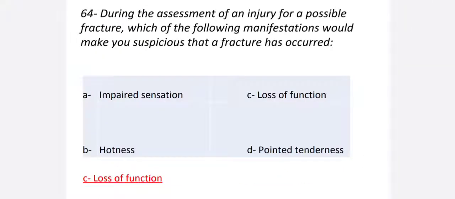Question number 4. During the assessment of an injury for a possible fracture, which of the following manifestations would make you suspicious that a fracture has occurred? Option A. Impaired sensation. Option B. Hotness. Option C. Loss of function. Option D. Pointed tenderness. Loss of function is the correct answer.